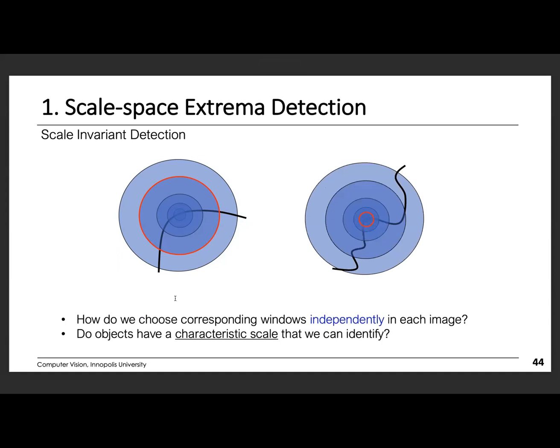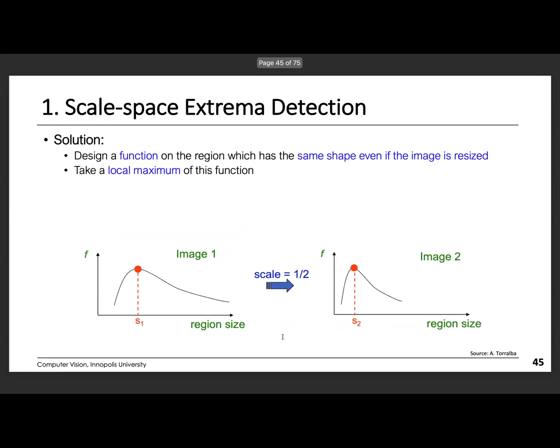So how do we choose corresponding window sizes independently in each image? And do objects have characteristic scales that we can identify? So as we said, we will try to define some sort of a function in which we take just the maximum solution for it. So for example, before, we had just one window, and that window just tells us it's an edge. What if we try to make its size much bigger, pixel by pixel?